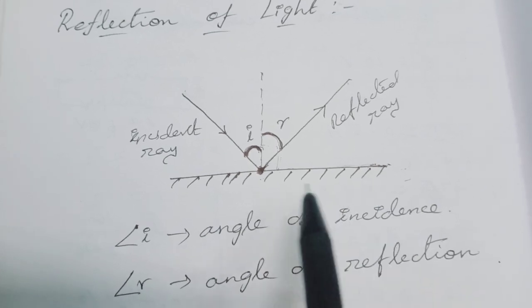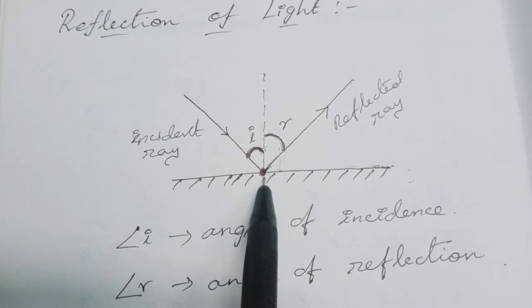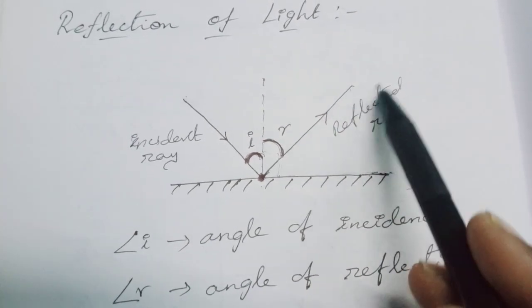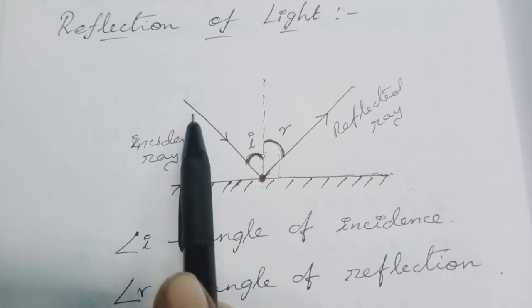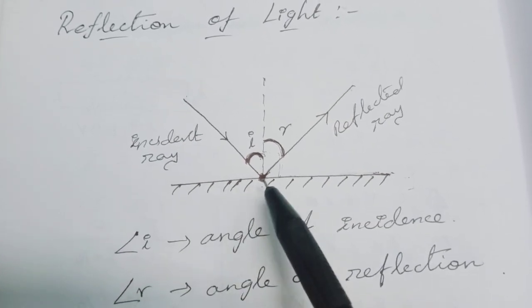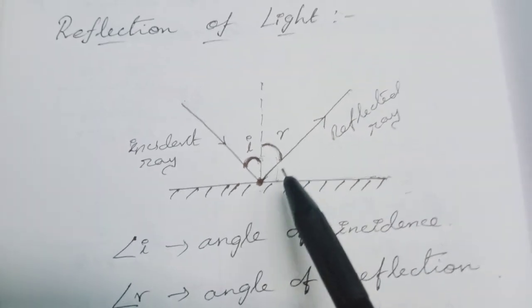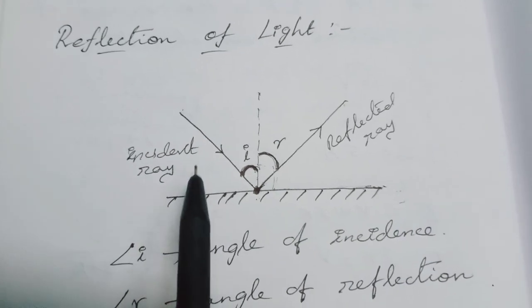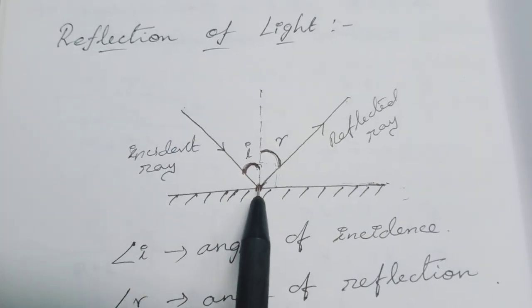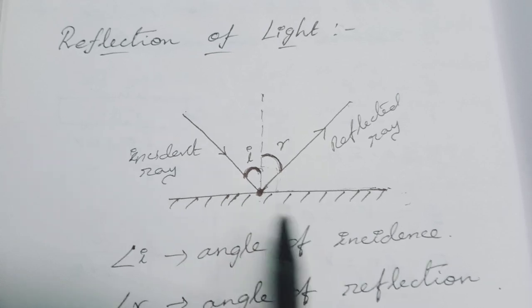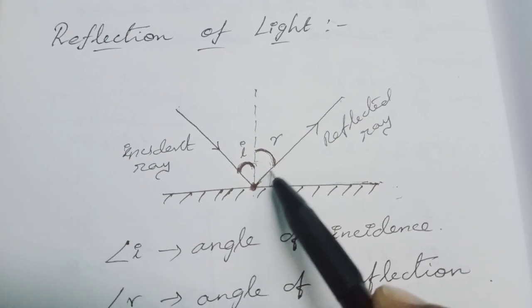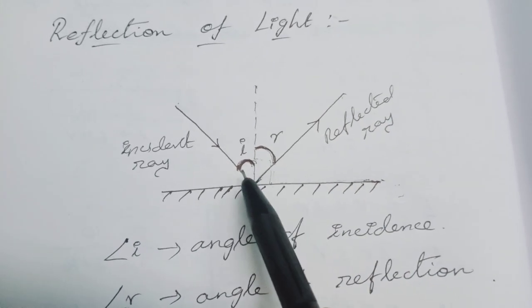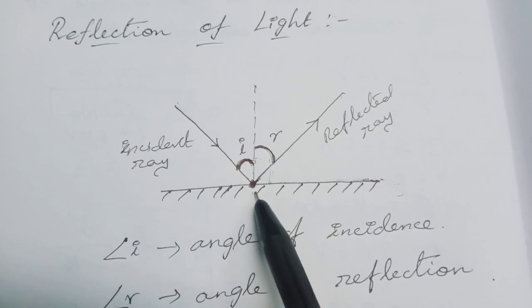So what do you mean by reflection, students? The ray is incident on the plane surface, and it rebounds back to the same medium. When a ray incident on a surface rebounds back to the same medium, this process is called reflection of light. The ray which is incident on the surface is called the incident ray, and the ray which is rebounced back to the same medium is called the reflected ray.